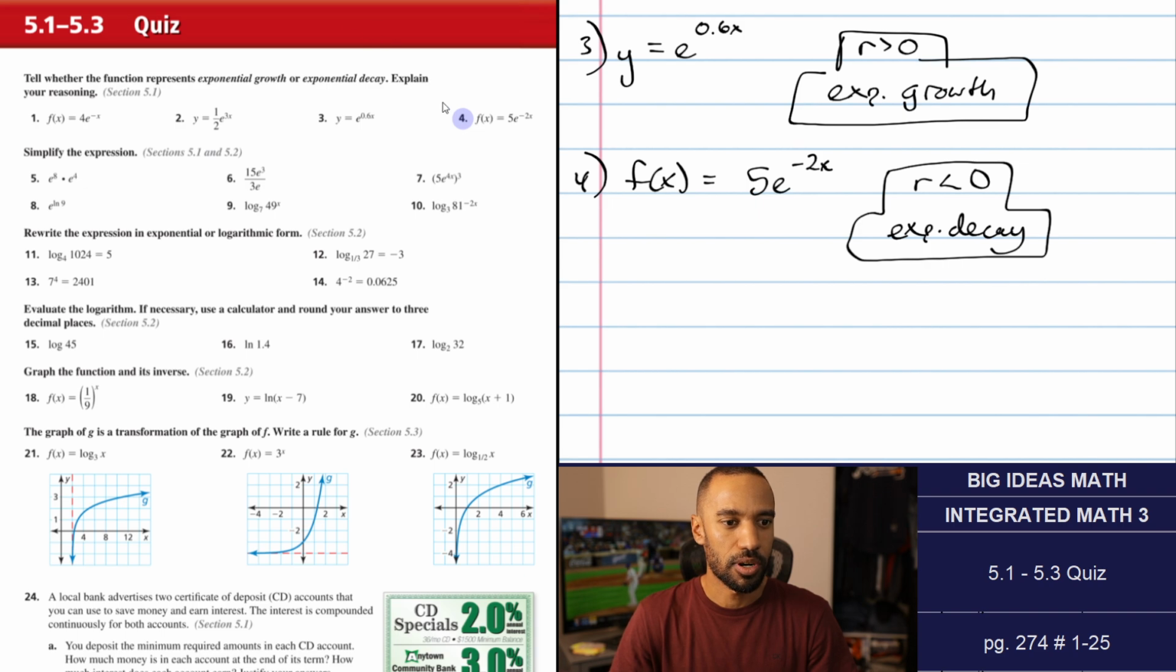All right, let's move to numbers 5 through 10, where we simplify the expression. This is out of both sections 5.1 and 5.2, because in 5.1 we referred to e, the exponentials, and in 5.2 was more logarithm.